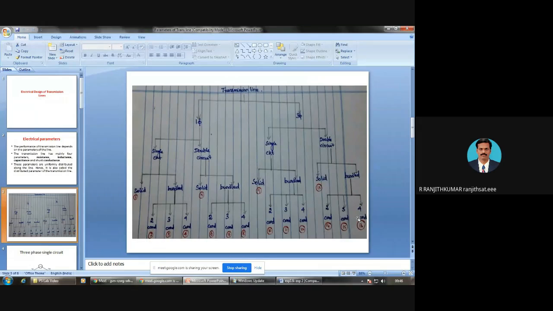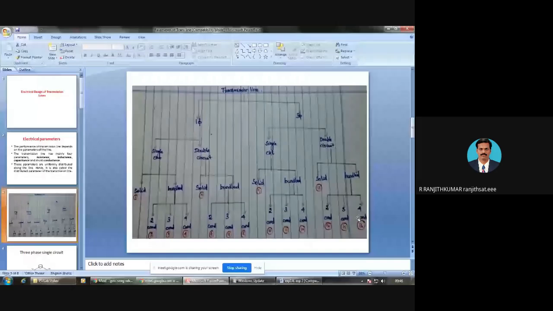Let me give you 1 minute. Just have the classification in your notebook. At least draw the second part, because in this experiment we are going to concentrate on three phase alone. Three phase single circuit solid is our case 1, three phase single circuit bundled is our case 2, three phase double circuit solid is our case 3, and three phase double circuit bundled is our case 4. At least write these 4 cases alone in your notebook.